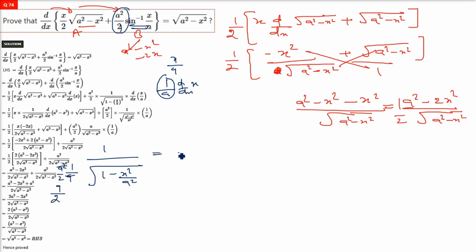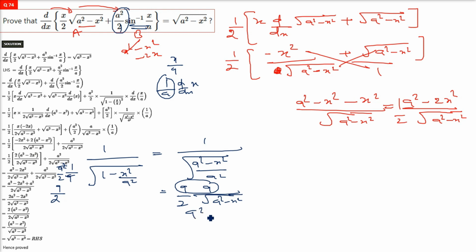Now let us concentrate on this. It is in the denominator. So it will be a square minus x square by a square under root. And under root a square in the denominator will go in the numerator, so it will be a only. Under root a square is a only. And since we have a by 2 outside, under root a square minus x square here. So finally we will get a square by twice of under root a square minus x square. This is the whole differentiation of the second part.